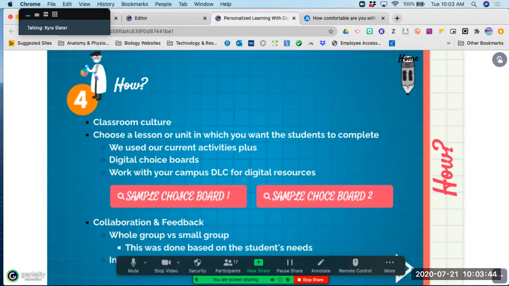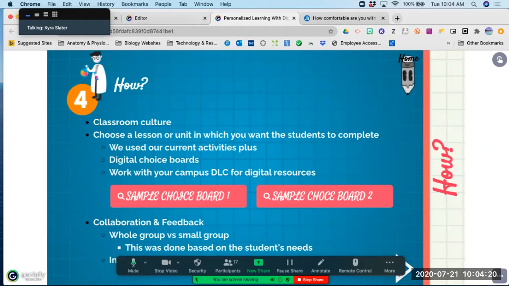Same thing with this. So first, after I made sure I had that classroom culture, I chose a lesson or a unit that I wanted to implement this in, because I don't do it every single lesson or unit. I feel like the kids need variety. So I may do a station rotation one unit, and the next unit, I do a digital badging unit. So I chose activities that I used in the past, because in anatomy, I'm the only person on my campus that teaches that course, so I didn't want to overwhelm myself. So I chose stuff that I had. And then I got with Megan Bruce, our DLC, to create some digital badging.